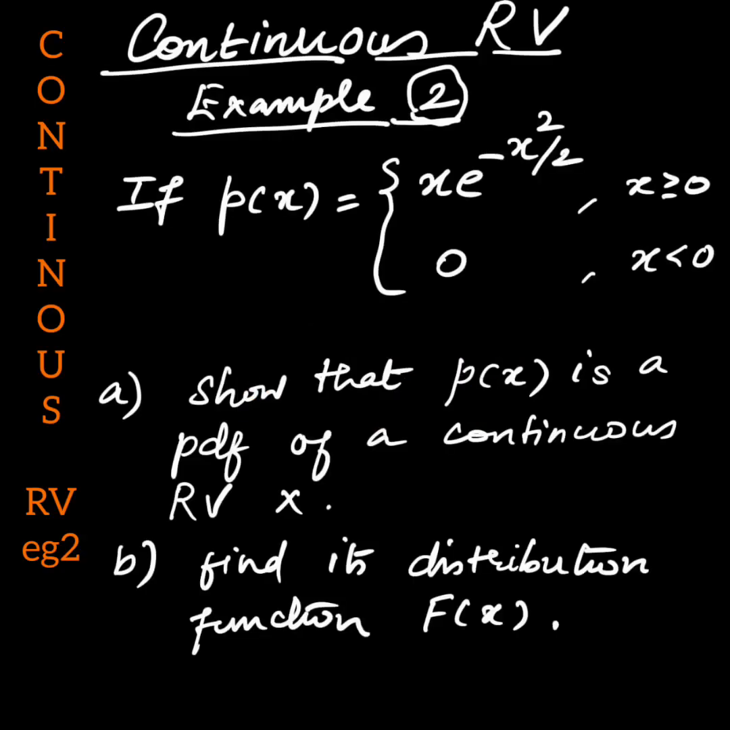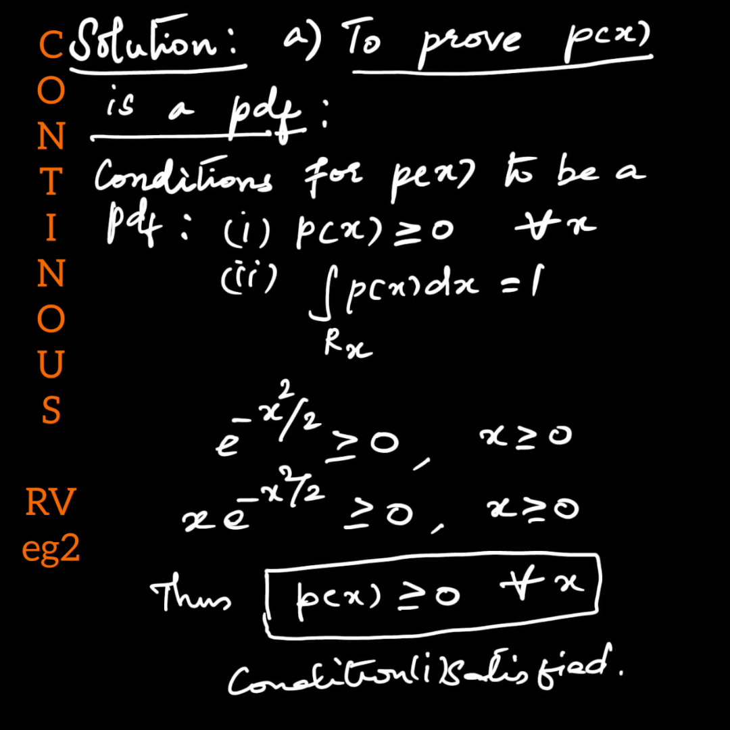In the title continuous random variable, we are going to solve problem number 2. The problem is: p of x equals x times e power minus x square by 2 when x is greater than or equal to 0, and it is 0 when x is less than 0. Question part A is show that p of x is a PDF of a continuous random variable x, and question B is find its distribution function capital F of x.